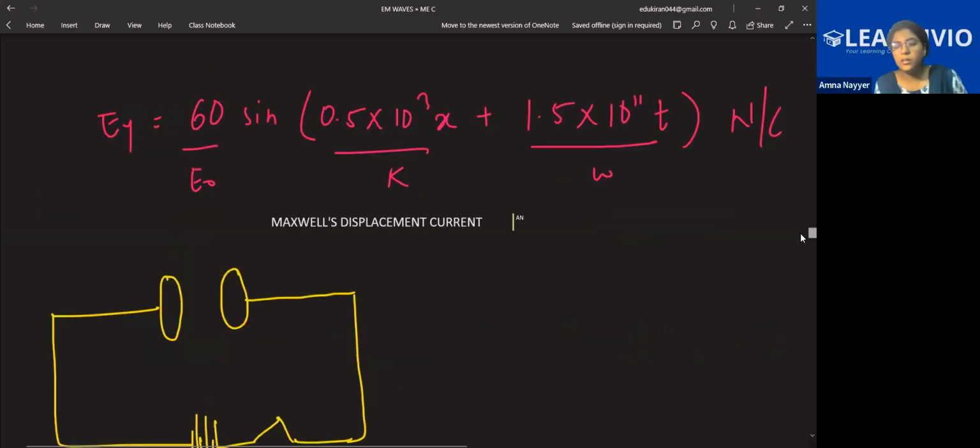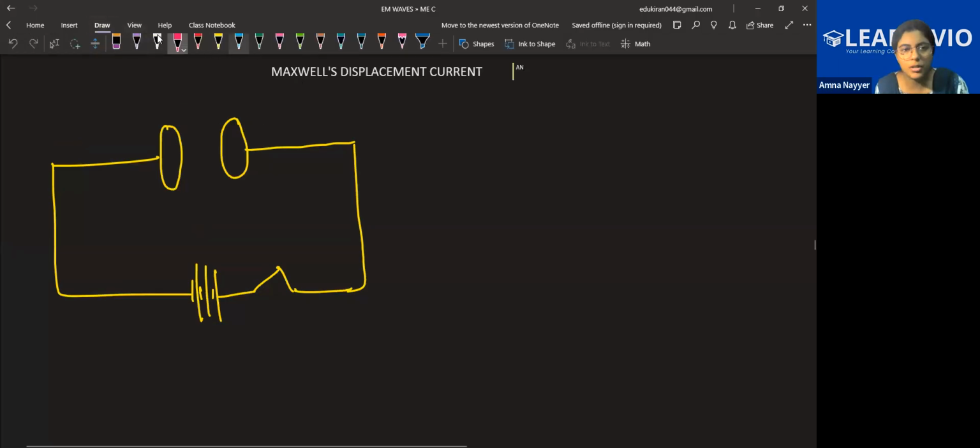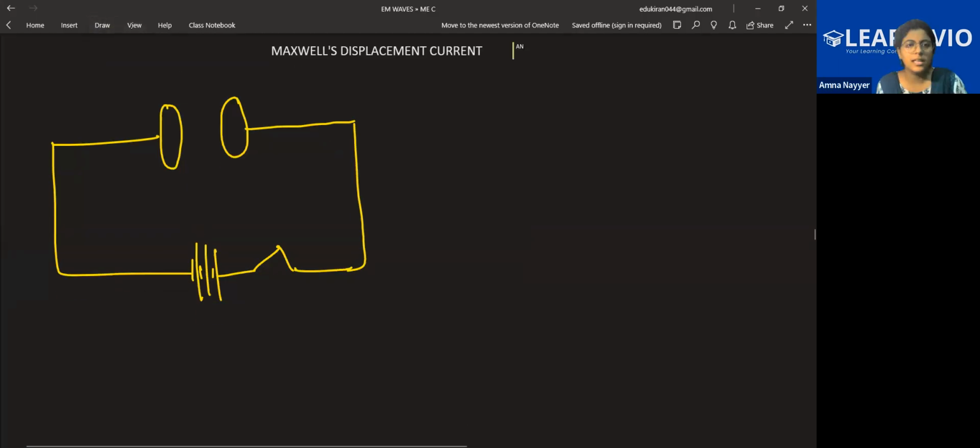Okay, Maxwell displacement current. Let us start with Maxwell's displacement current. There was an experiment done by Maxwell, and there's only a slight modification. You all know about these things and have studied them. See, these are two capacitor plates connected to a battery. This battery produces current I.